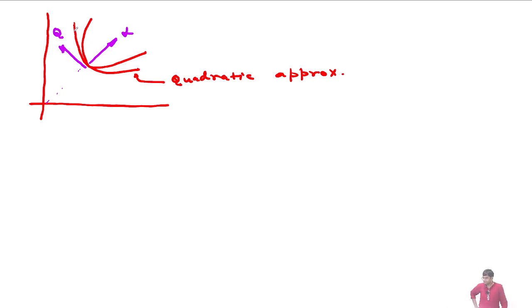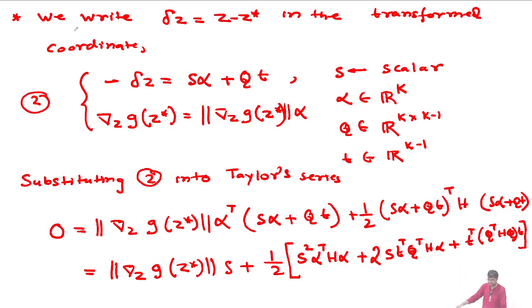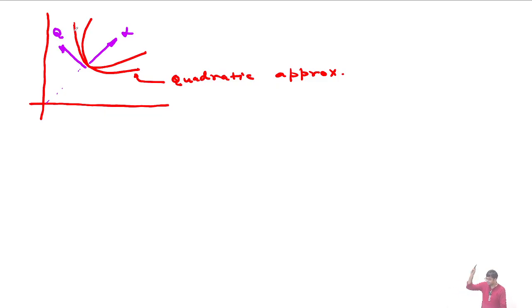The equation is not i equal to j square. What is the equation now? For this, can you tell me what is the equation? Along alpha, what is the axis? S, right? Along q, t, right?